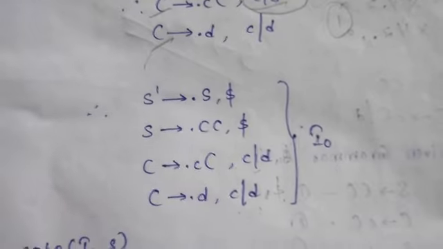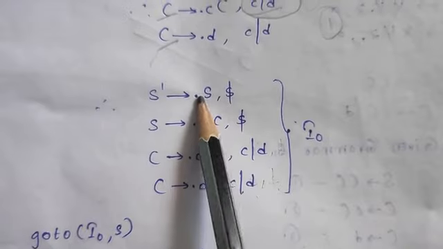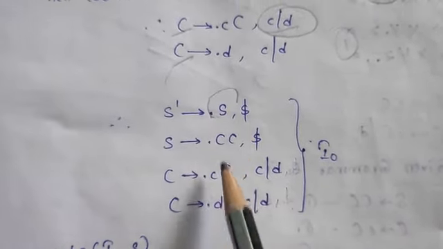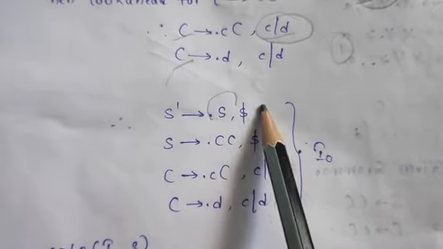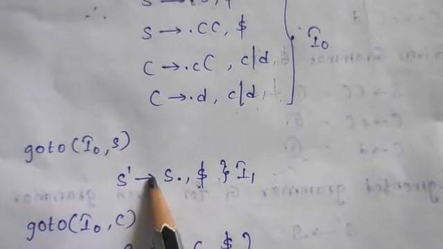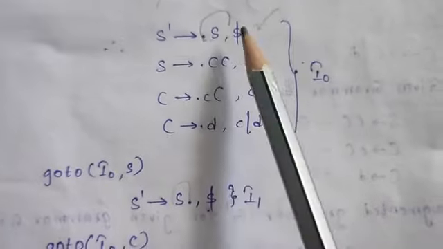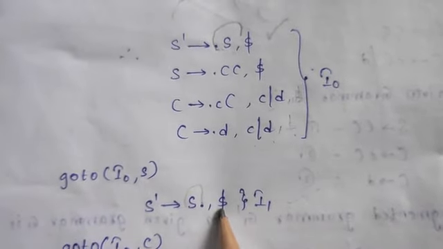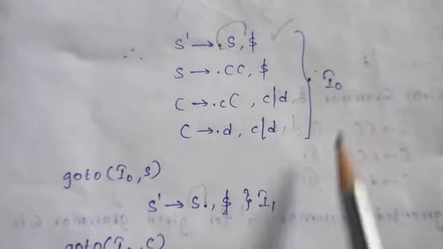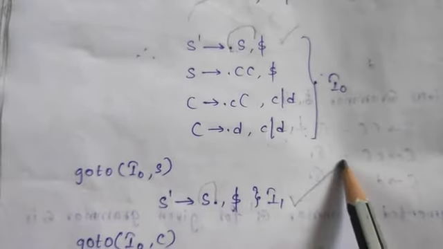Okay, so here in I0, in this grammar the first element, the dot will be moving from S. In the remaining elements there is no S. For that reason only this production will be taken. That should be considered S dash tends to dot moving by S, and the same dollar will be placed here. So here I0 consists of 4 elements. By dot moving we will get only one element. That should be indicated as state 1.